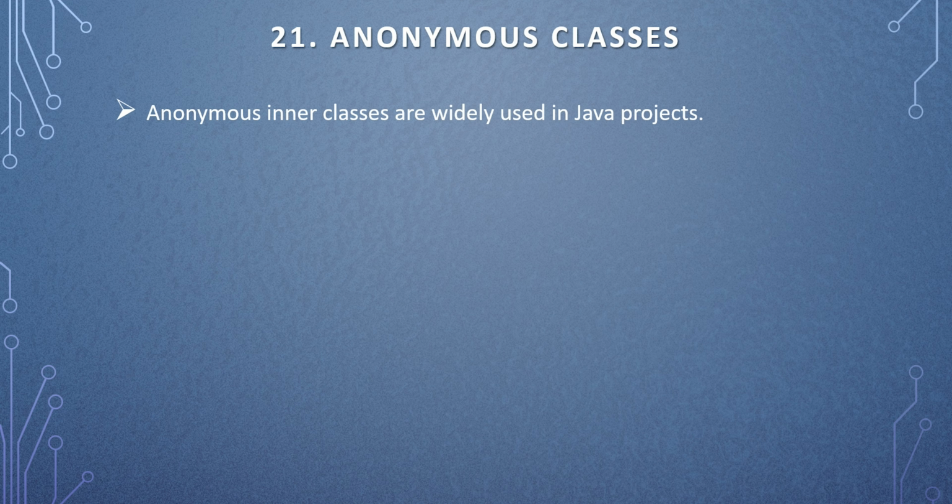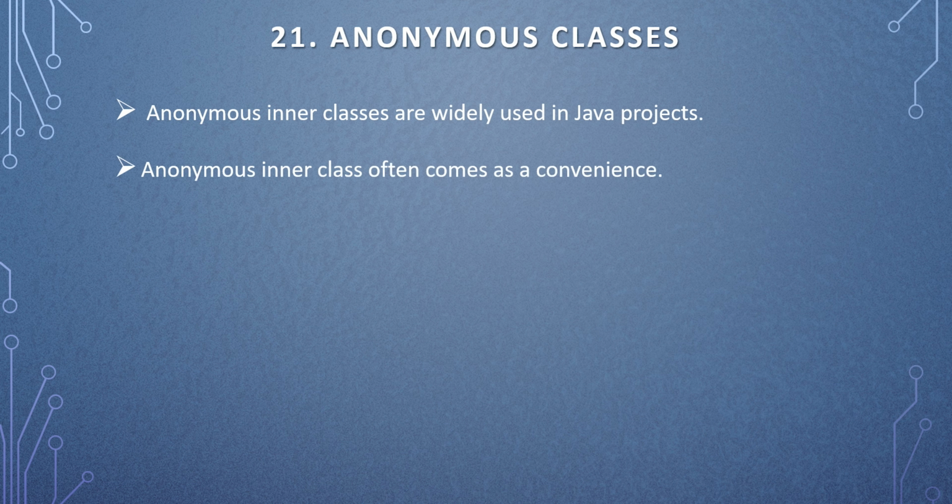Anonymous inner classes are widely used in Java projects. On most of the enterprise projects that I have worked on, they had anonymous inner classes, especially while working with threads, where I used them a lot. With later versions of Java, I was able to make use of lambda expressions instead of anonymous classes in some cases, but not in all scenarios.